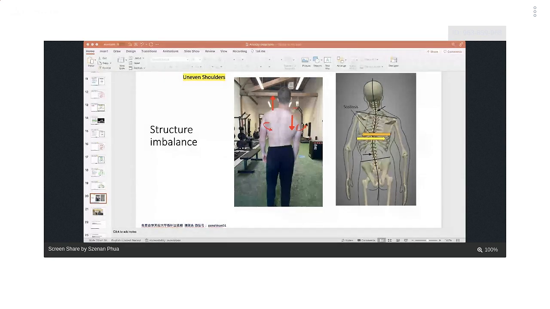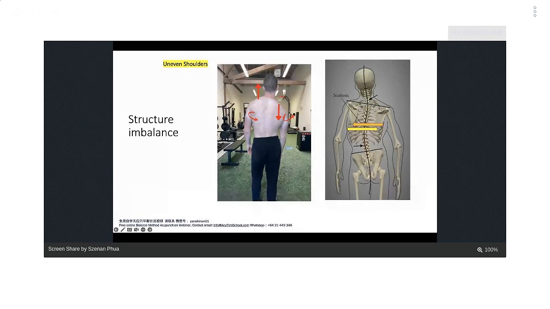The needles you put in, based on those three, we can treat structure as well as organ function, okay? Now you see here, if you look at one patient, one shoulder is higher than the other, and in this case the left shoulder is higher, you need to needle the meridian on the left leg. Do you get me? If the right shoulder is higher, then on the right leg, you need to treat in the meridian.